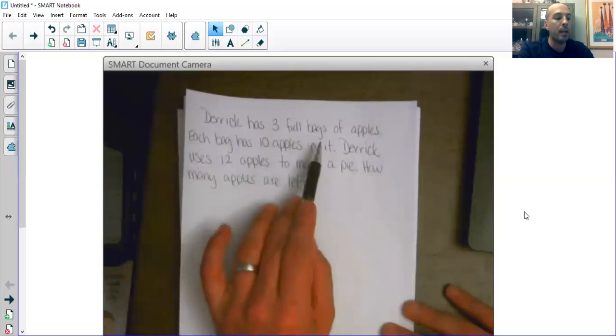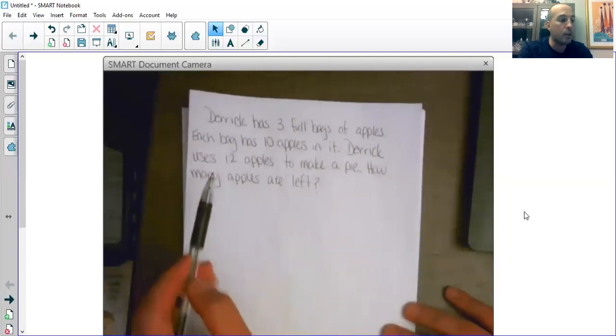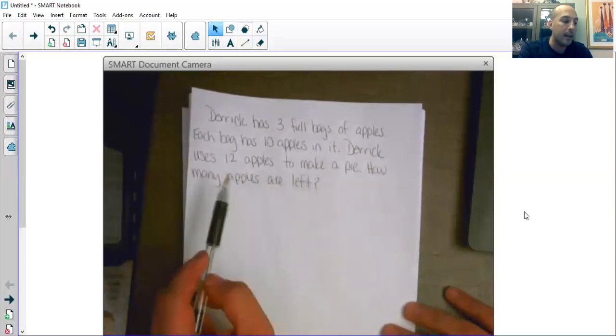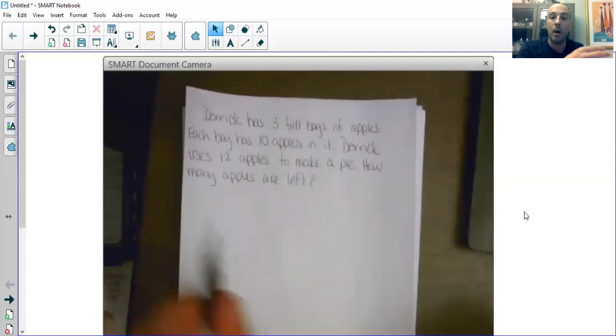Derek has 3 full bags of apples. Each bag has 10 apples in it. Derek uses 12 apples to make a pie. How many apples are left? So before you can even make the equation, you have to figure out what step needs to come first, okay? And what's really helpful is if you just follow the steps of the word problem.